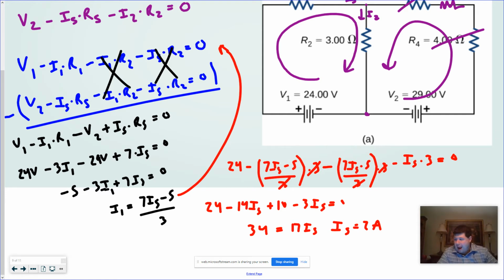This is the point where you feel very happy because you're like, okay, I'm getting some easy answers now. This does make sense. It's a lot of math and equations, but you can eventually get there. Once you get that, you can plug in here. I1 would be 14 minus 5 over 3. 14 minus 5 is 9, right? And 9 divided by 3 is 3 amps. And so perfect. I know I1 is 3 amps. I know I5 is 2 amps.